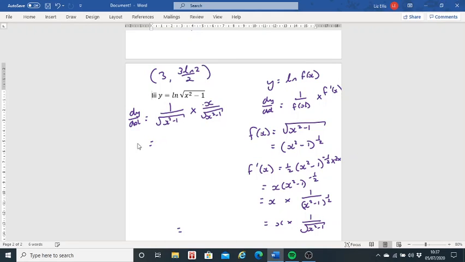All I'm going to do is make x equal to 3, and I get 1 over the square root of 3 squared minus 1, square rooted, times 3 over the square root of 3 squared minus 1, square rooted. Well, that's 8, so that's the square root of 8 times the square root of 8, which hopefully you know is 8. Alternatively, just use your calculator. And that is how to do those 3 questions.